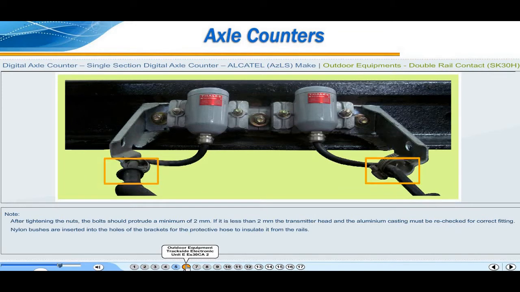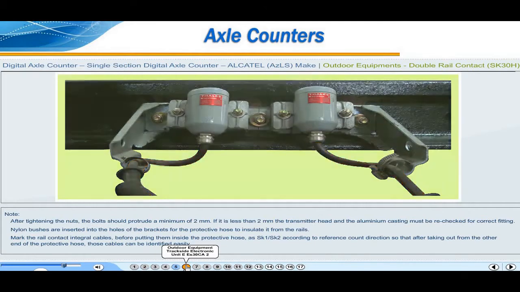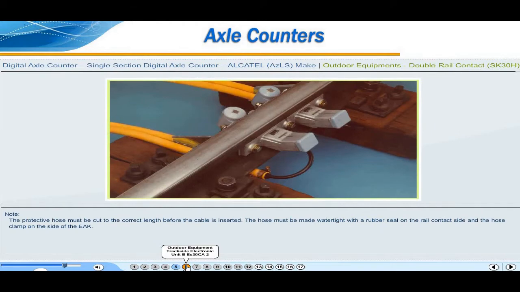Nylon bushes are inserted into the holes of the brackets for the protective hose to insulate it from the rails. Mark the rail contact integral cables before putting them inside the protective hose as SK1 or SK2 according to reference count direction, so that after taking out from the other end of the protective hose, those cables can be identified easily. The protective hose must be cut to the correct length before the cable is inserted. The hose must be made watertight with a rubber seal on the rail contact side and the hose clamp on the side of the EAK.